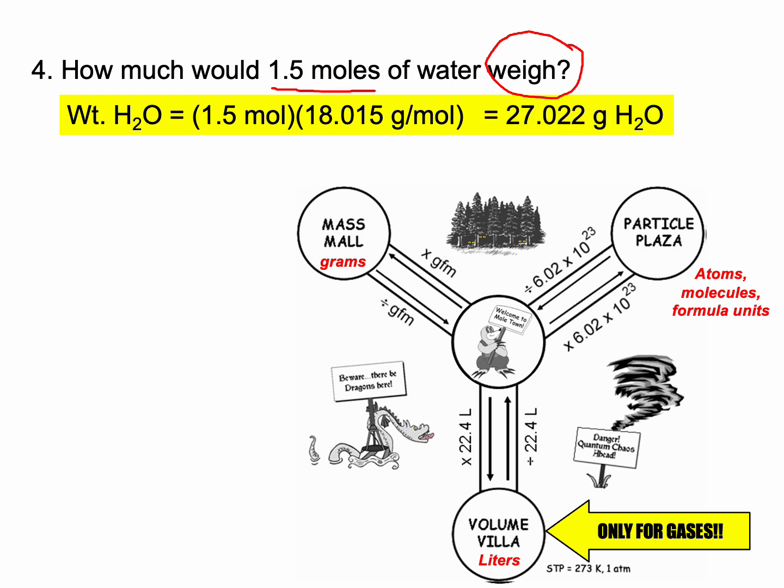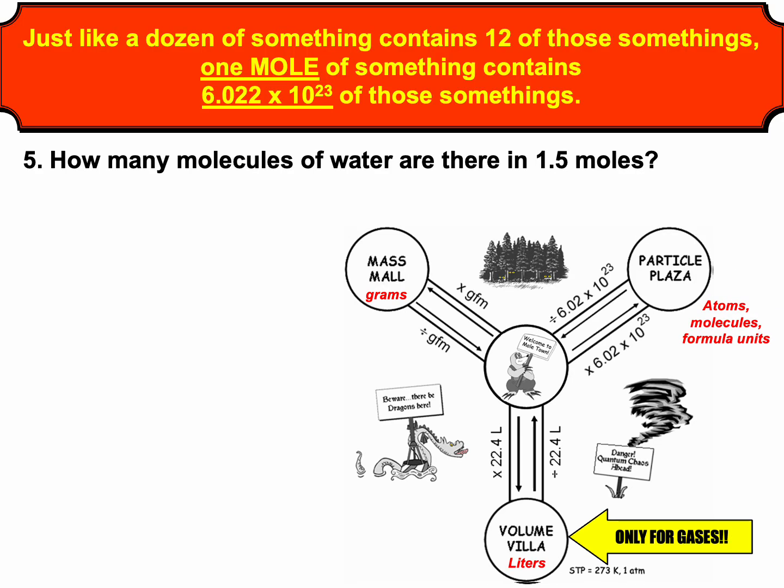So we end up with 22.022 grams of water. All right, so just like a dozen of something contains 12 of those somethings, it doesn't matter what you have a dozen of. It can be a dozen eggs, it could be a dozen donuts, it could be a dozen pencils. A dozen means 12. 1 mole of something contains 6.022 times 10 to the 23rd of those somethings.